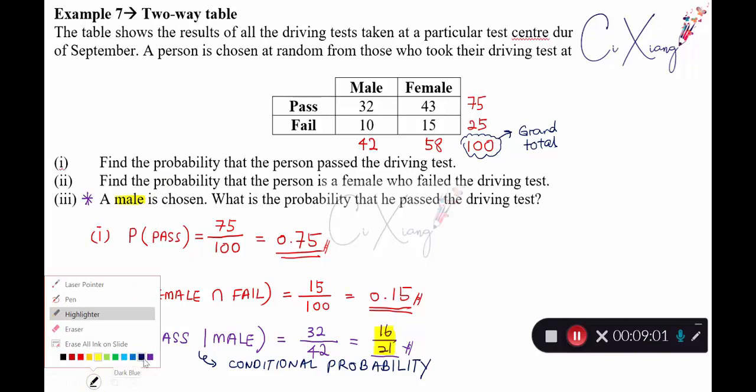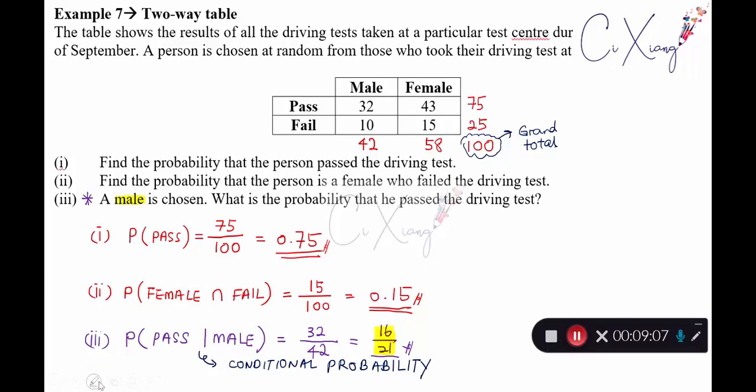Another keyword for conditional probability that we will see very, very often is "given that". Please take note of this keyword "given that". Every time you see the words "given that", it also gives you a hint that the question you are going to answer is a conditional probability. We can discuss this further in the next example.